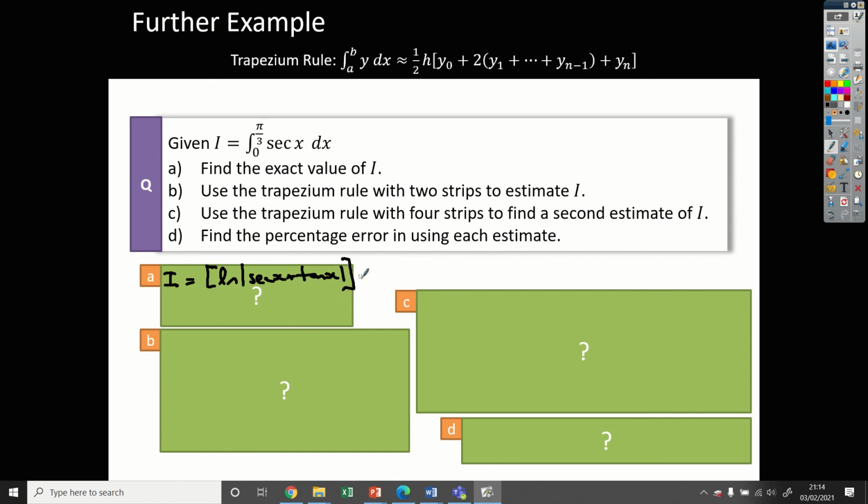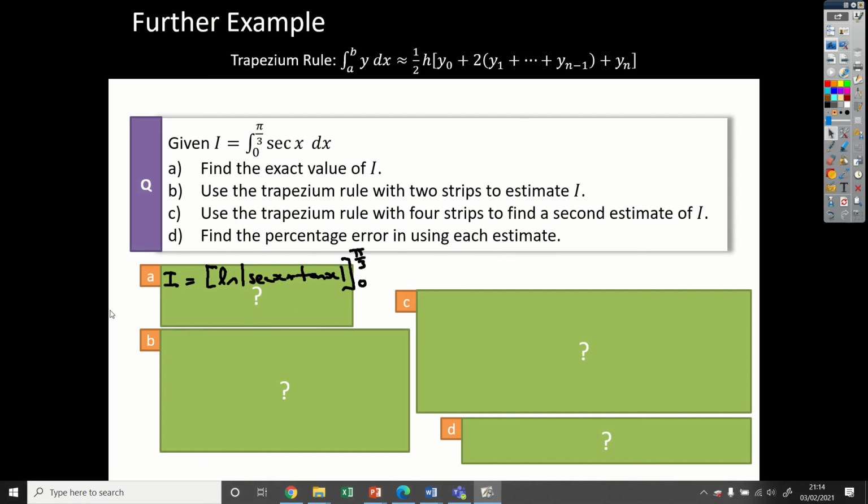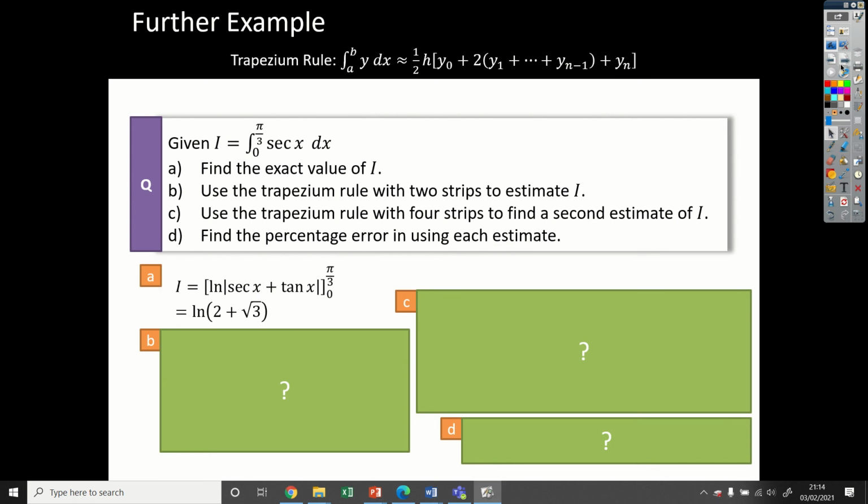We're also going from 0 to pi over 3. Okay, let's just uncover the box so I don't have to waste time. Okay, that ends up being ln of 2 plus root 3, if you type that in. Okay, wonderful. All right, part B. Use the trapezium rule with 2 strips to estimate I. That's only 2 trapezia, but bear in mind that's going to give you 3 values of y. So let's uncover the box.